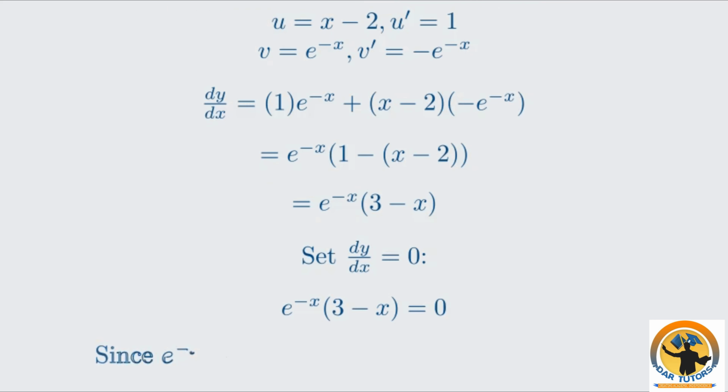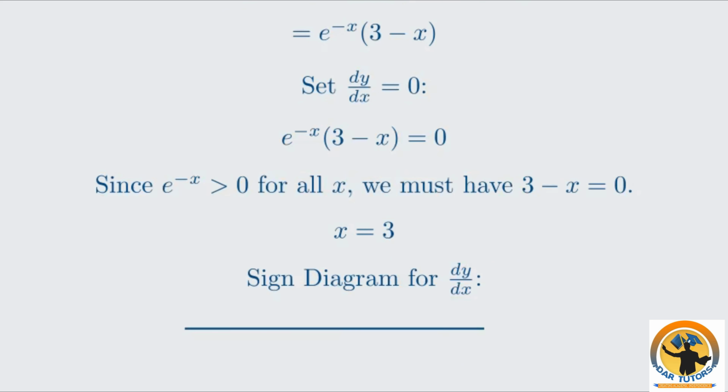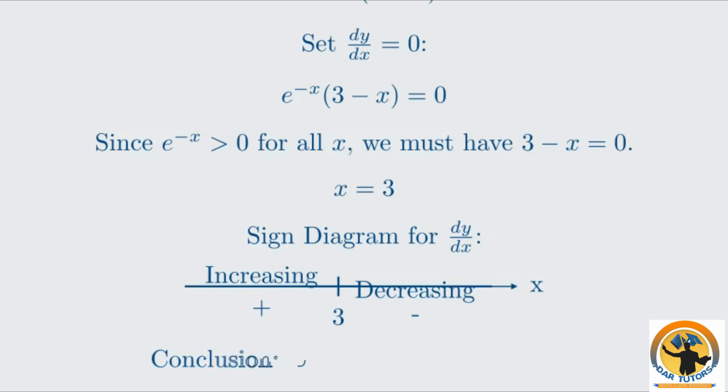Since e to the negative x is never 0, we only need to solve 3 minus x equals 0, which gives us x equals 3. Now we create a sign diagram for dA/dx. We test a value less than 3, like x equals 2. dA/dx is positive. We test a value greater than 3, like x equals 4. dA/dx is negative. The derivative changes from positive to negative, indicating a local maximum.